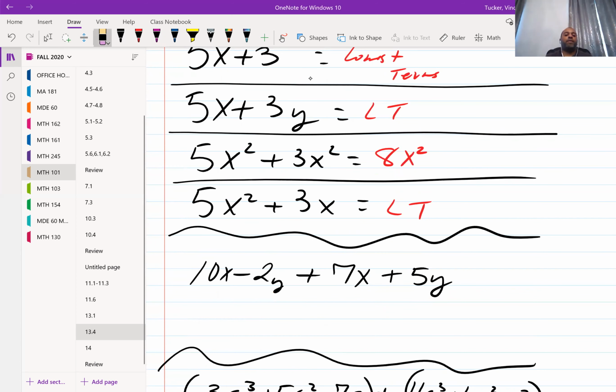So first one, we have 10x minus 2y plus 7x plus 5y, and you want to simplify the expression. So you want to add your like terms. We add the 10x to the 7x, which would be 17x. And then negative 2y plus 5y would be plus 3y. All right, any problem with that?